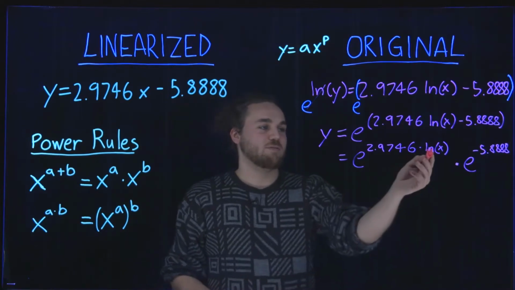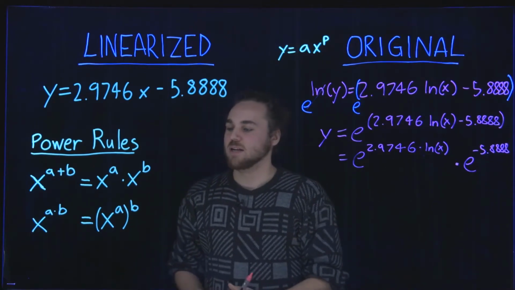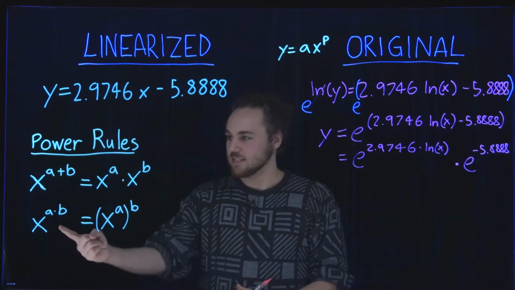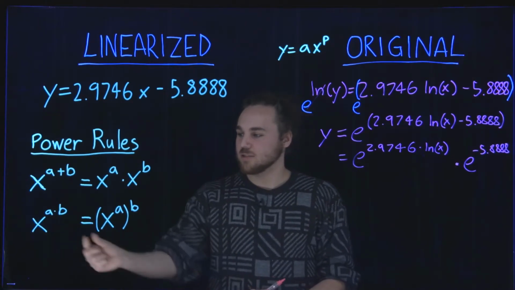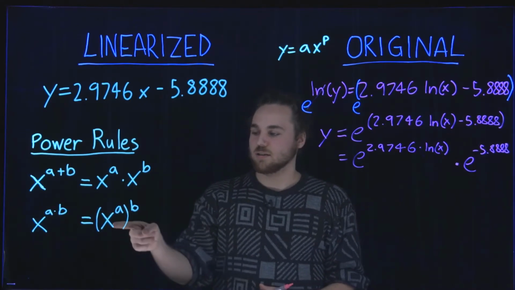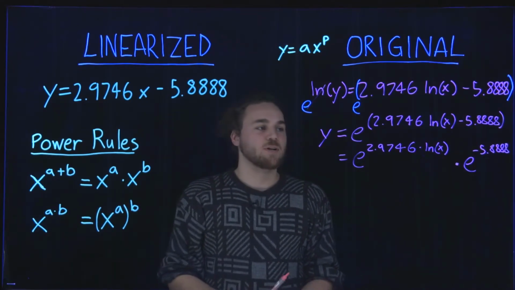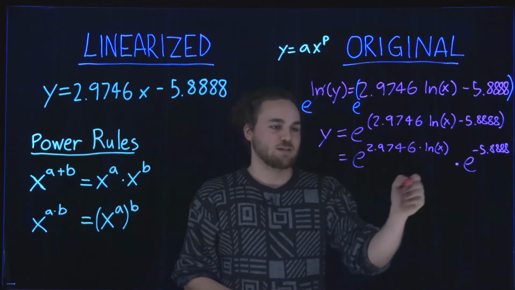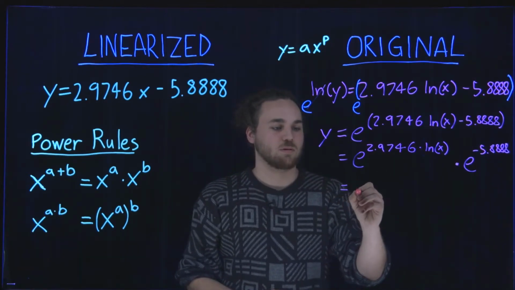So now we still have to get x out of the exponent. What we have over here is this power rule, which has two things in the exponent being multiplied together, and we could rewrite it where there are two separate exponents going on. So what we're going to do is rewrite this term using that rule.